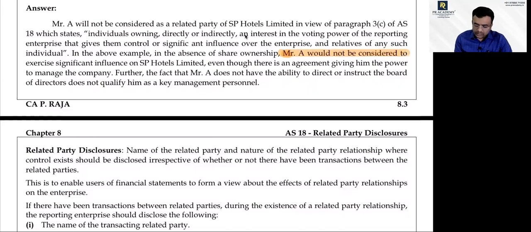Mr. A would not be considered to exercise significant influence over SP Limited, even though there is an arrangement giving him the power to manage the company. He has the power only to manage the company; he cannot do as he likes. Further, the fact that Mr. A does not have the ability to direct or instruct the board of directors means he does not qualify as a key managerial person. Sure?